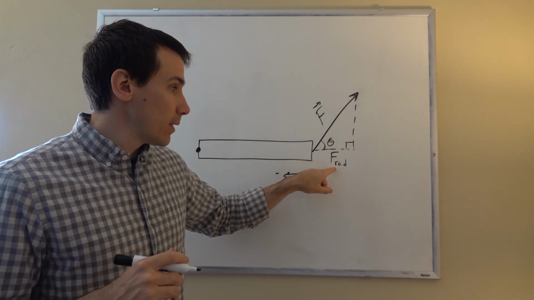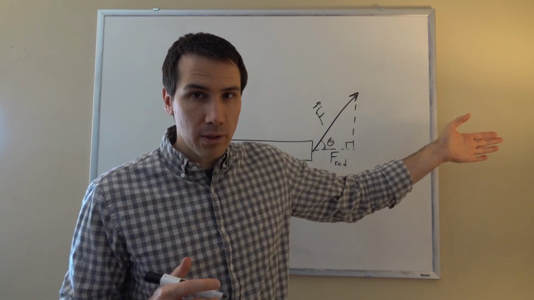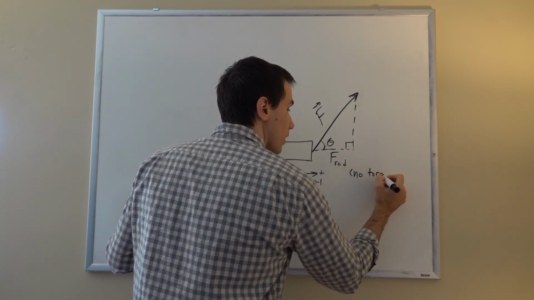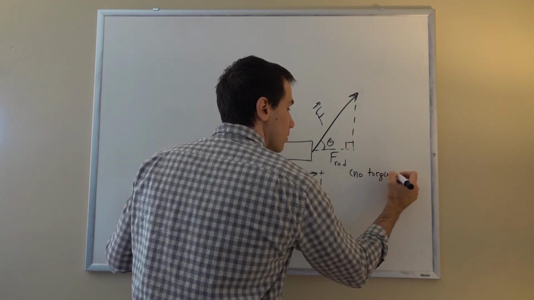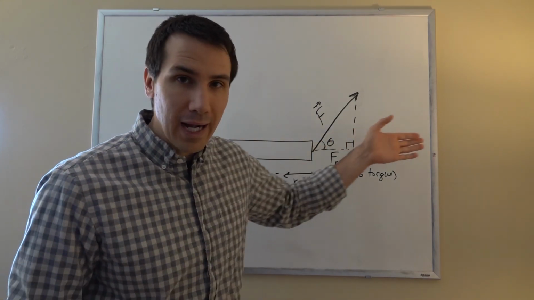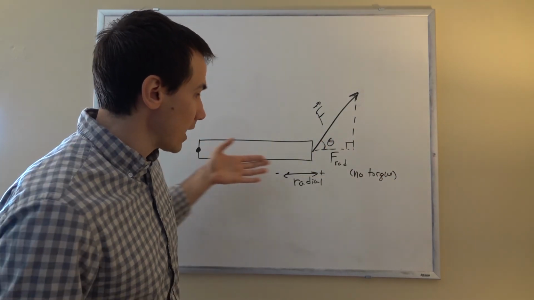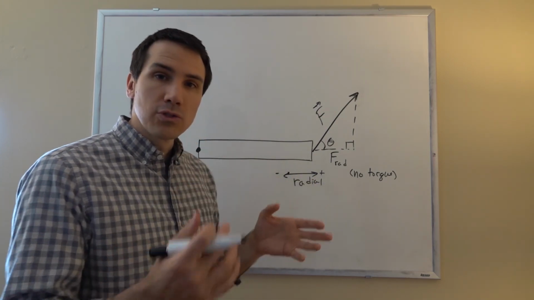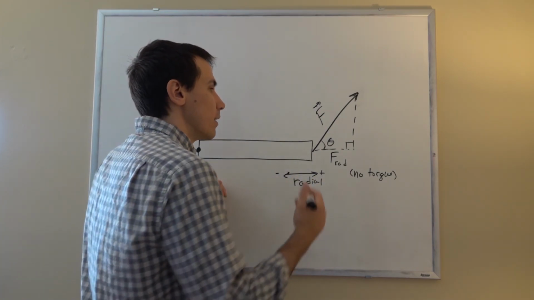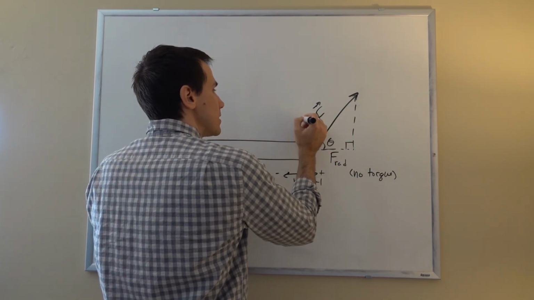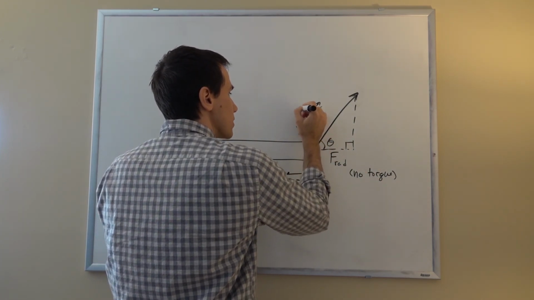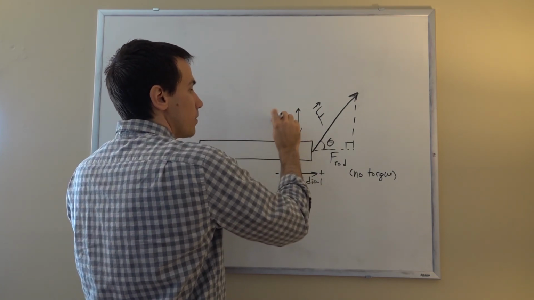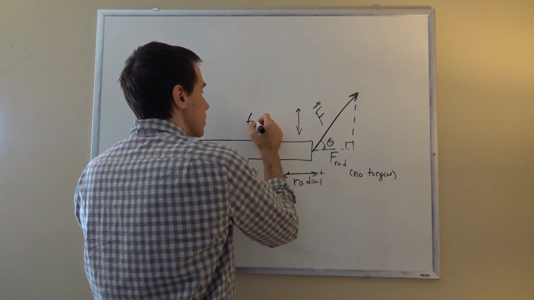This radial component is pulling the door outward and provides no torque for us. Because forces that are directly away from or into the axis of rotation don't provide a torque. The other option is that we have tangential forces. Tangential forces are forces that are perpendicular to the radial forces.